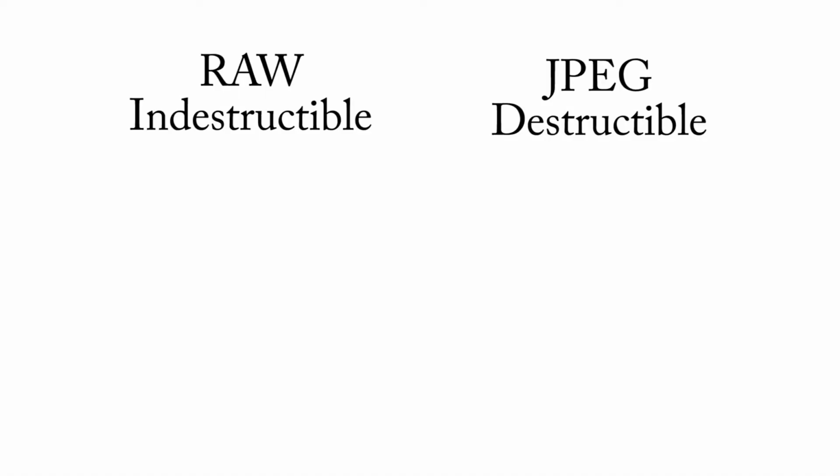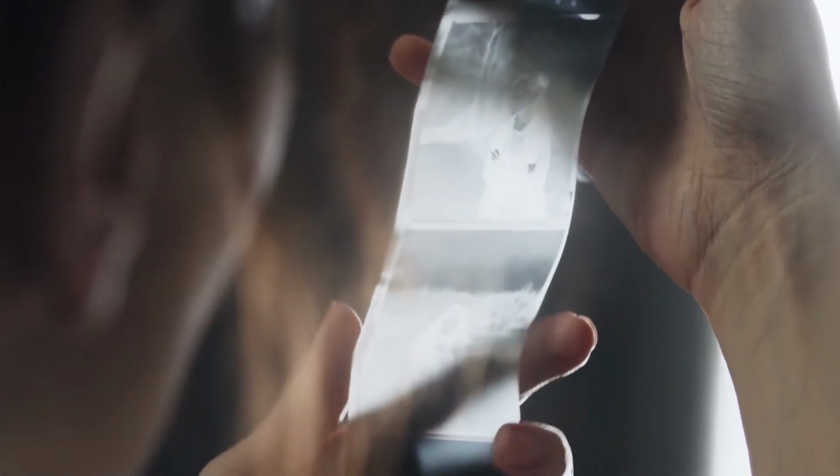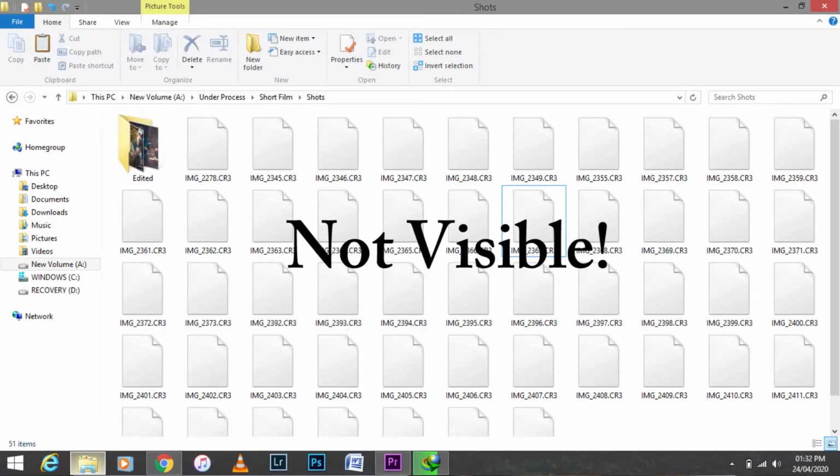So first of all, a RAW file has an indestructible nature while JPEG doesn't have that indestructible nature, and that is the very first thing that makes the difference. If you want to compare a RAW file with film photography, a RAW file is very similar to film negatives. If you have a film negative, you can constantly print and make photographs out of it time and again. In the same way, RAW files are not visible photographs on your computer devices straight out of the box.